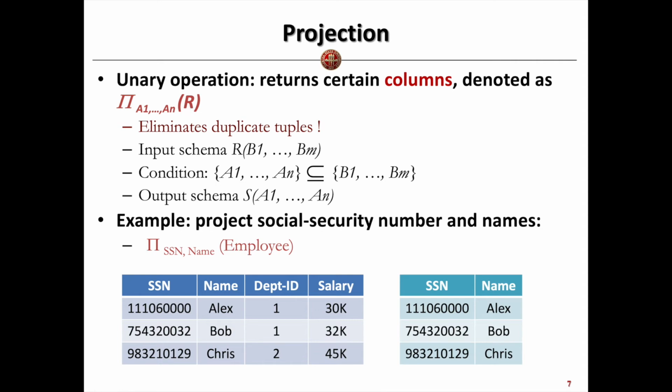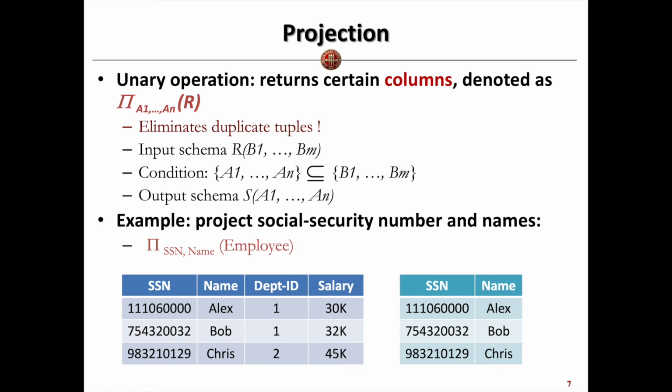Because we'll do this projection by selecting a certain number of columns, by reducing the columns, we may have some duplications created. So remember, in this operation, we will do this duplication elimination automatically. And let's assume we are working on a relation R. This R has B1 to Bm as the attributes. We plan to achieve a subset of attributes denoted by the A1 to An, right?